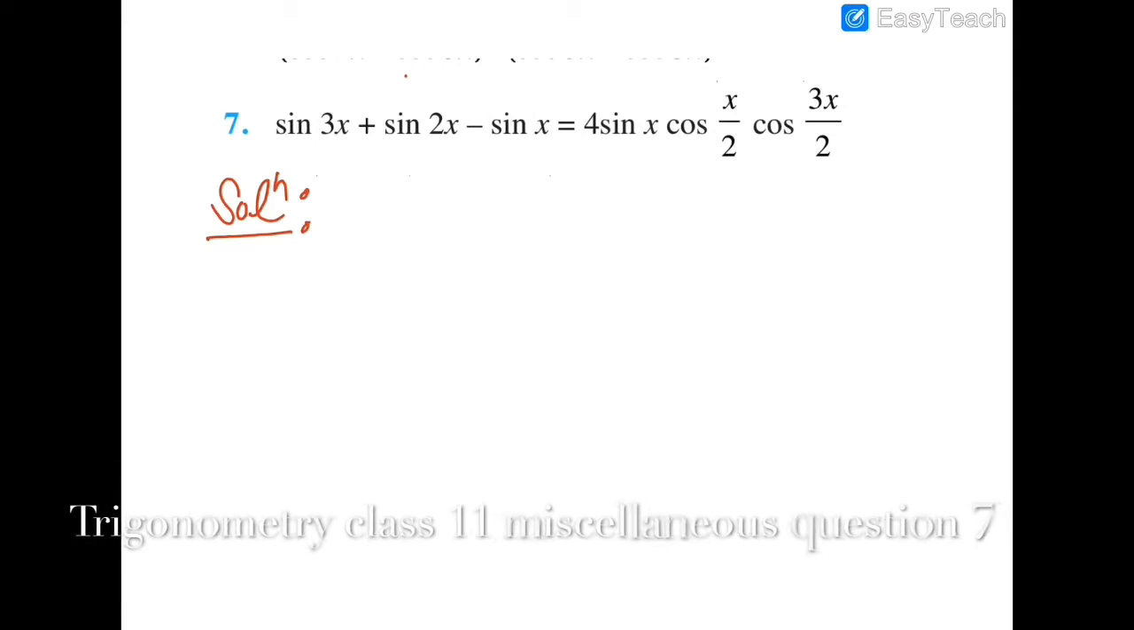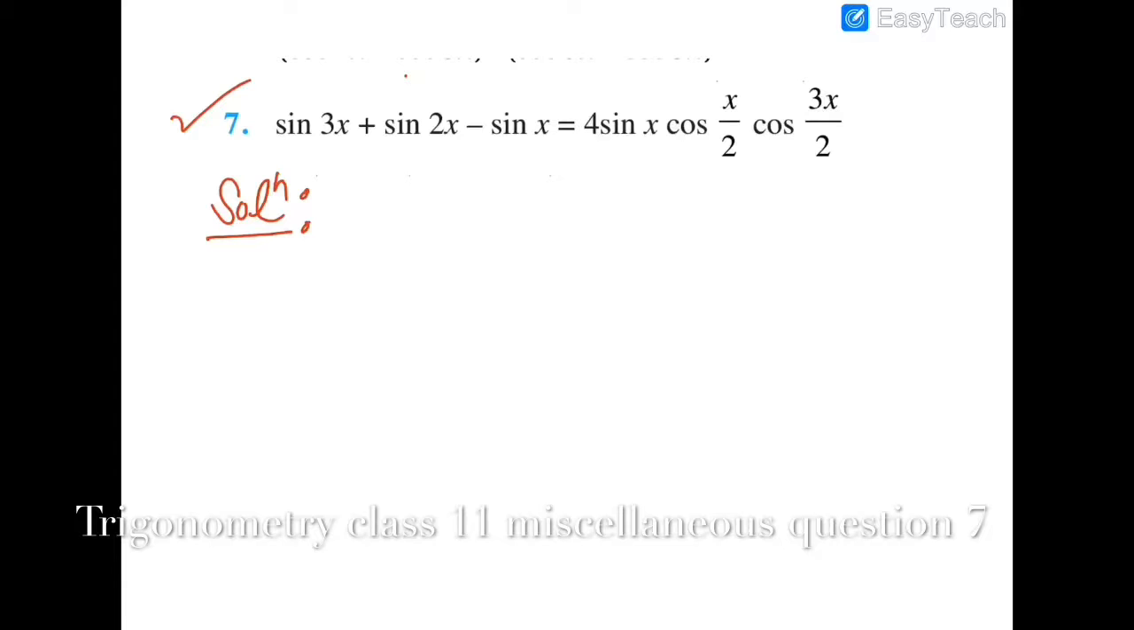So hello children, let's see how to solve this question. This is the question from trigonometry miscellaneous, question number 7, asked by a child. So I'm going to solve this question. Let's see. Here we have to prove that LHS equals this.